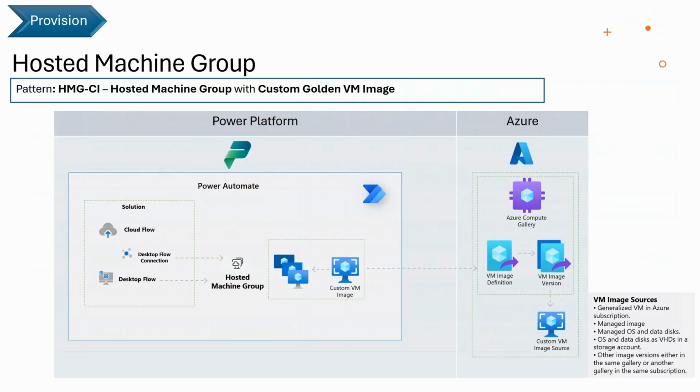Okay, one of the patterns that we've talked about previously is the hosted machine group with a custom golden image. Here's an overview of how this is all set up. As you can see on the right, you have the Azure Compute Gallery that will contain the image definition as well as the image version. In this demo, I will focus on creating a custom VM image source from the managed OS and the data disks. There are various ways you can get the VM image source from. For demo purposes, I will focus on creating that image source from an OS disk. Let's jump into the demo.